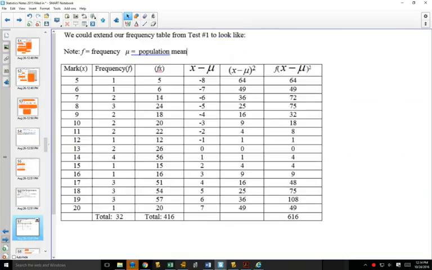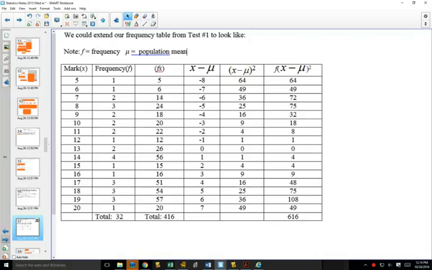Okay, so here is a big chart of values. In this big chart of values, this is our first test. We've got those scores from 5 to 20 listed and the frequency of each one. And there was 32 scores in total. This fx is just your mark multiplied by its frequency. So here the 7 has a frequency of 2, so that's why that's 14. And the 9 has a frequency of 2, so that's 18.